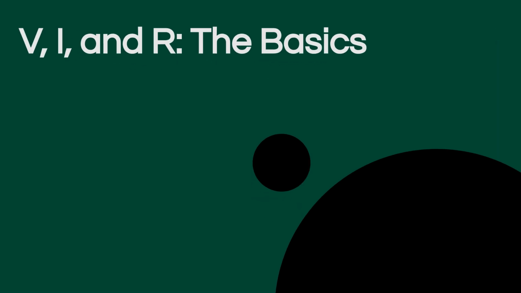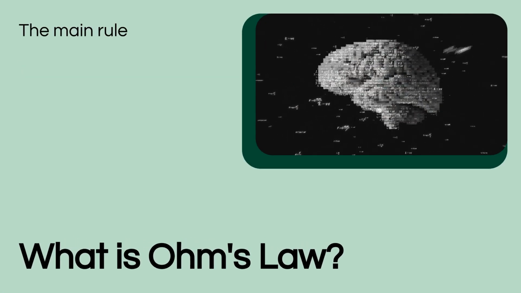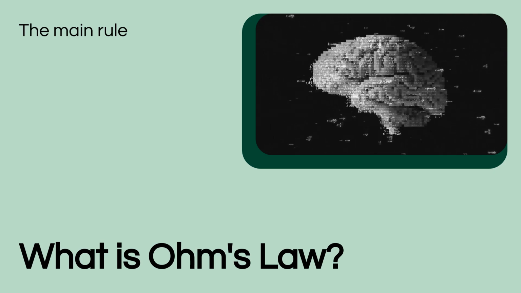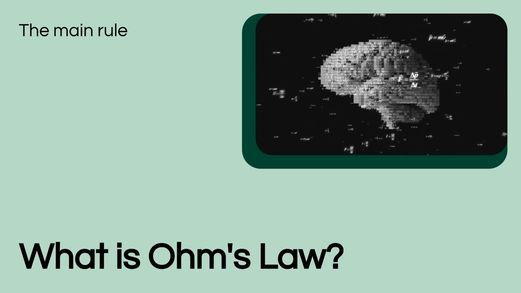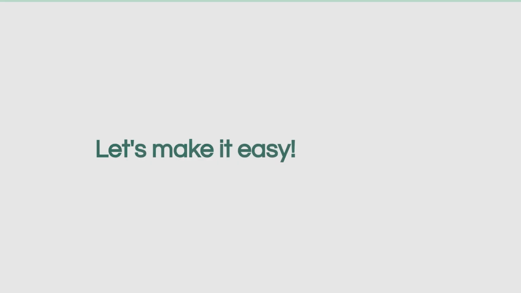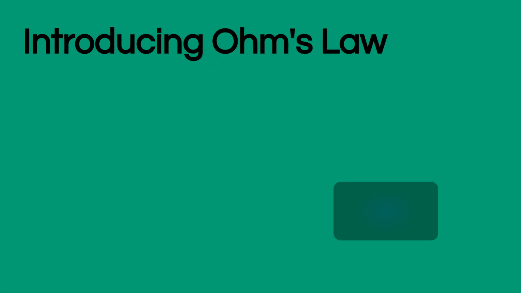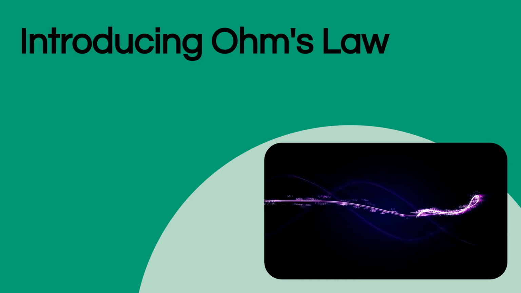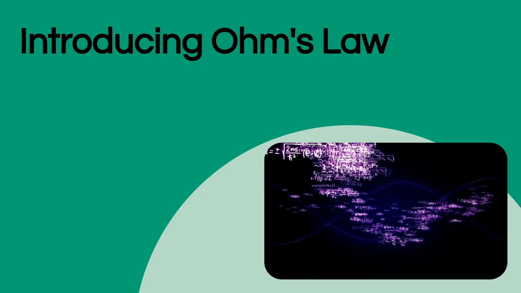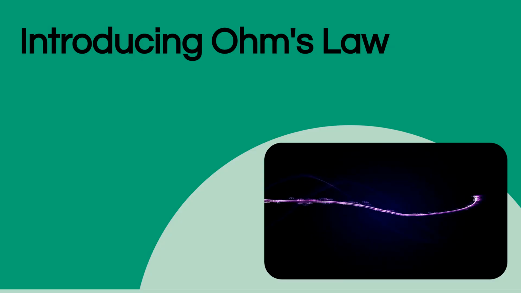First, let's quickly review the three key components we need to know: voltage, V, current, I, and resistance, R. Ohm's law is a simple formula that shows the relationship between these three elements in a circuit. It helps us predict how electricity behaves. We are going to use a simple analogy to make Ohm's law easy to grasp so you can apply it confidently. Named after its discoverer, Georg Simon Ohm, this law is the cornerstone of electrical engineering and physics.